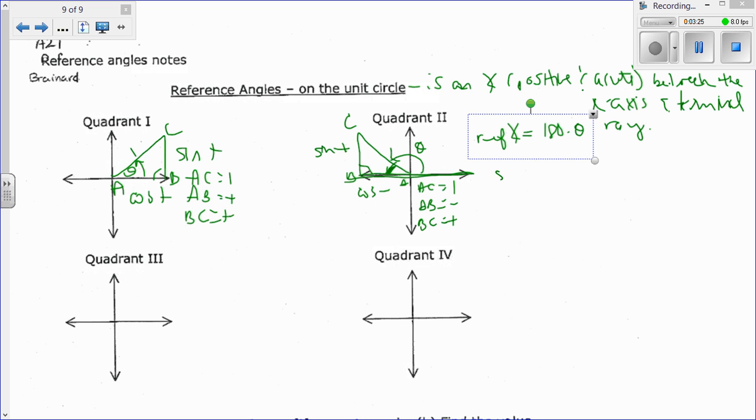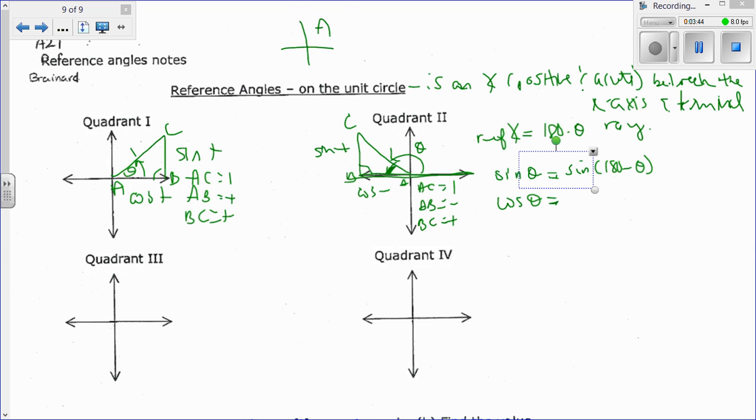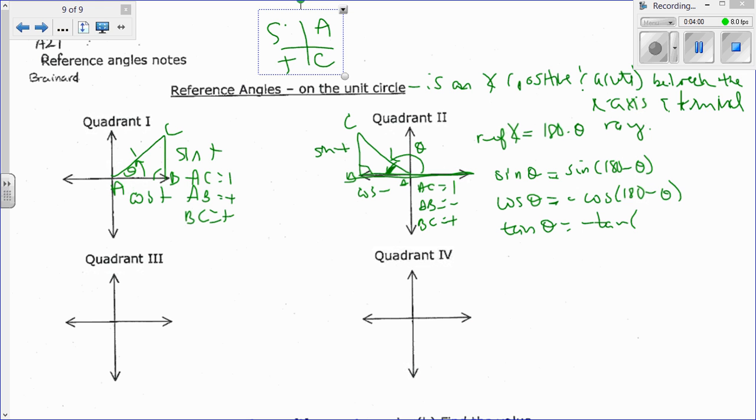So if I have the sine of theta, it's going to be the sine of 180 minus theta. If we're talking about the cosine of theta, cosine is negative, because remember, all students take calculus, so it's a negative cosine of 180 minus theta. And tangent is also negative in quadrant 2, so it's a negative tan of 180 minus theta.